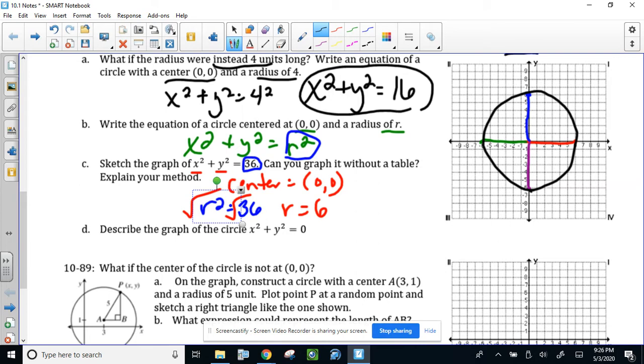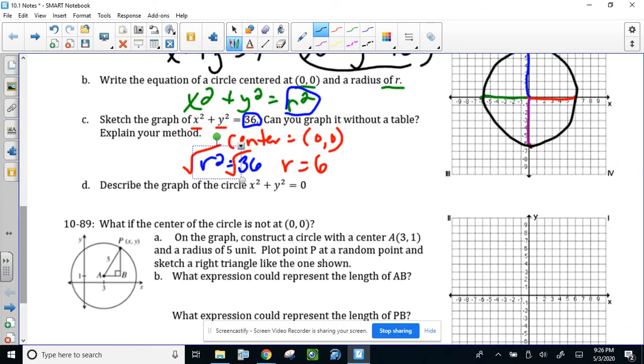Considering I'm doing this on the computer, that's not too terrible. So there is a circle that has a center at 0, 0 with a radius of 6. So approximately something like that.